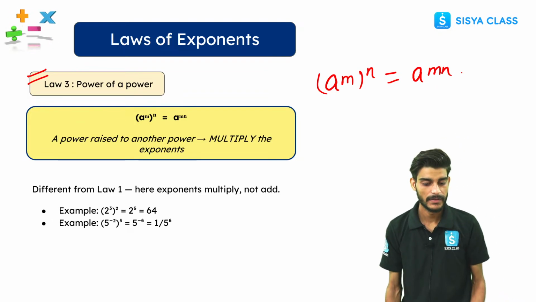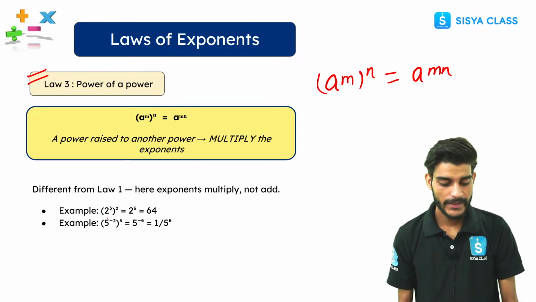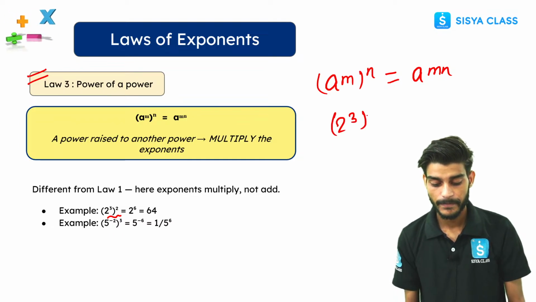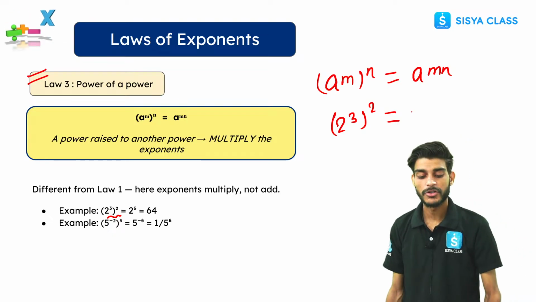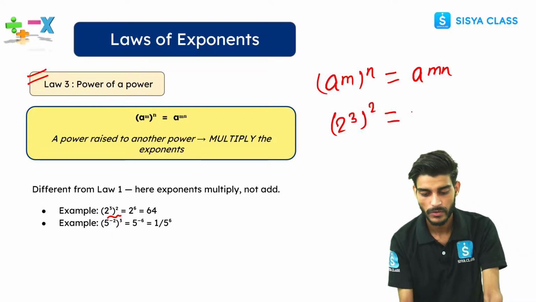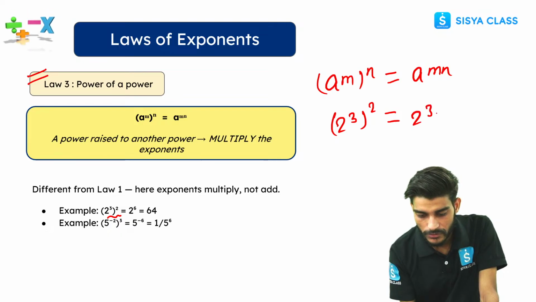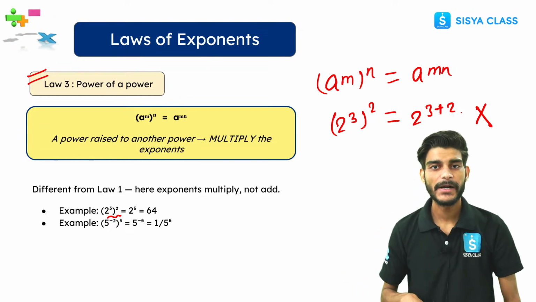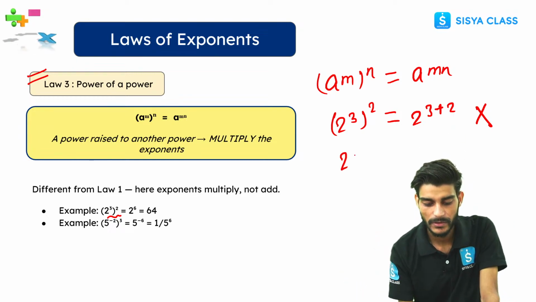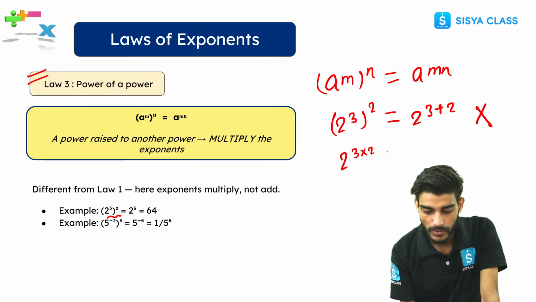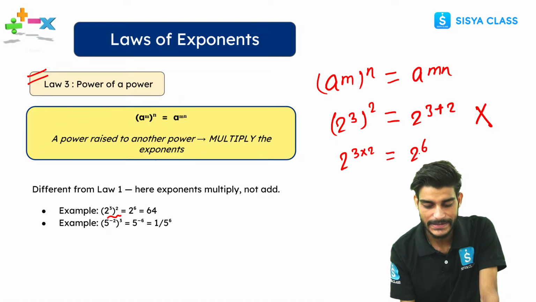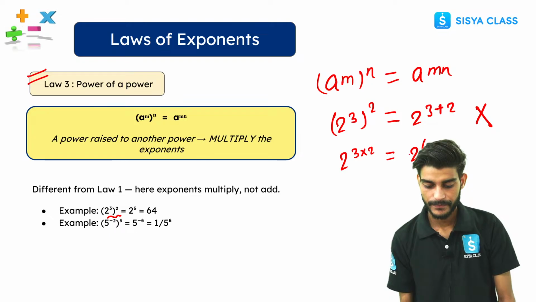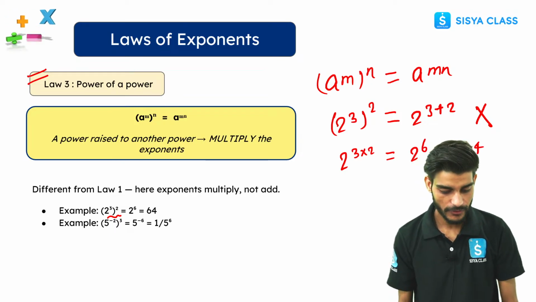So take an example. Suppose we have 2 raised to the power 3, raised to the power 2. So should I do 2 raised to the power 3 plus 2? No, this is wrong. 2 raised to the power 3 plus 2 is wrong. We have to multiply the powers. So it will be 2 raised to the power 3 into 2, that is 2 raised to the power 6. So what is 2 power 6? 64. Yes, that is 64.